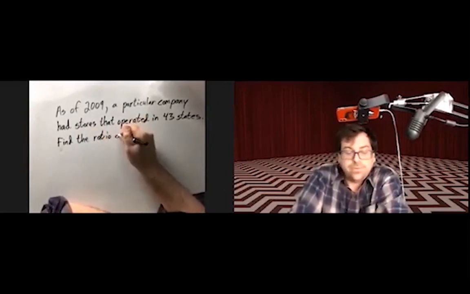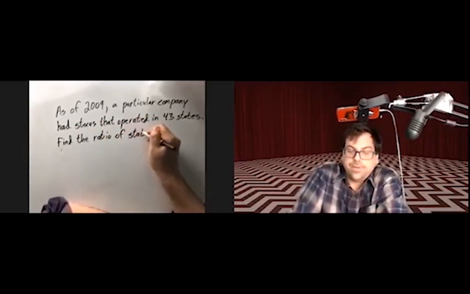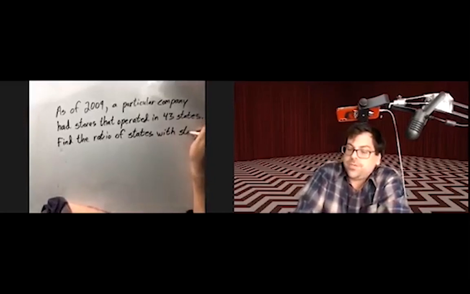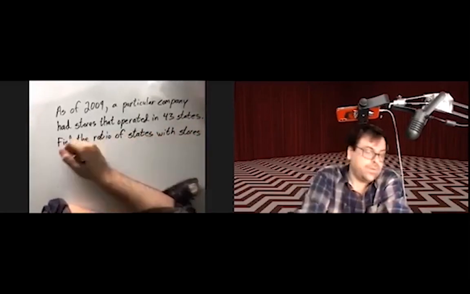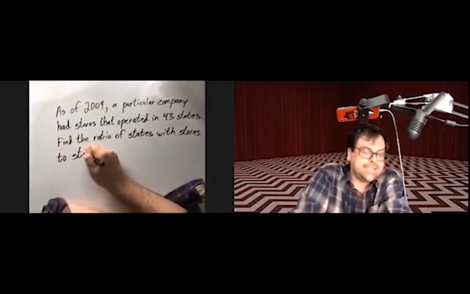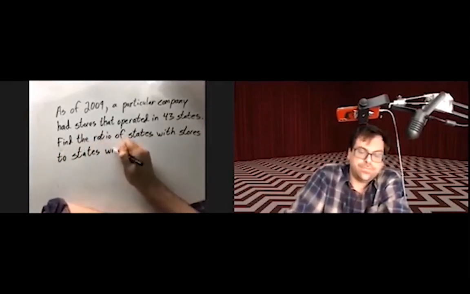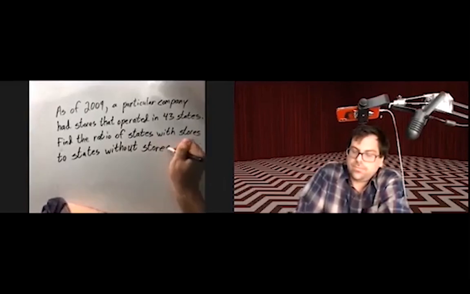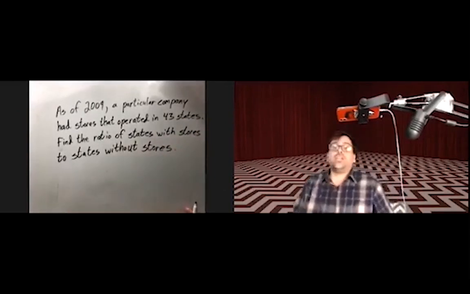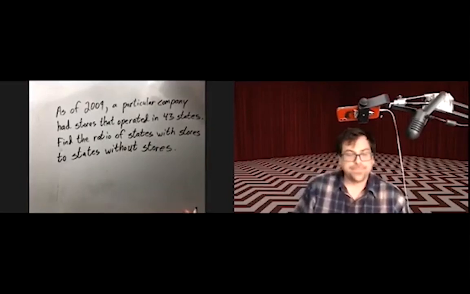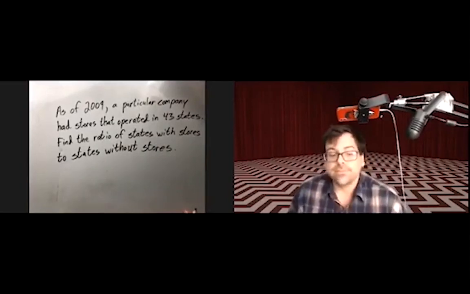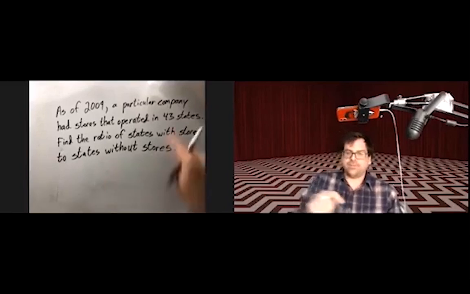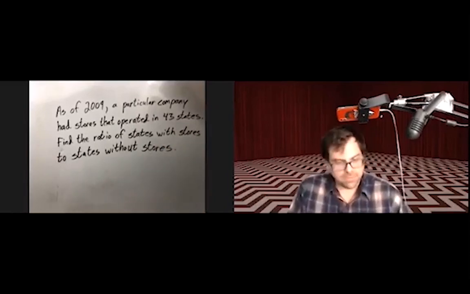Find the ratio of states with stores to states without stores. Write the ratio as a fraction in simplest terms. They give us two numbers here. 2009, that's a year. That's not a number we're going to use in our ratio. So we only have the number 43 to make this problem work.